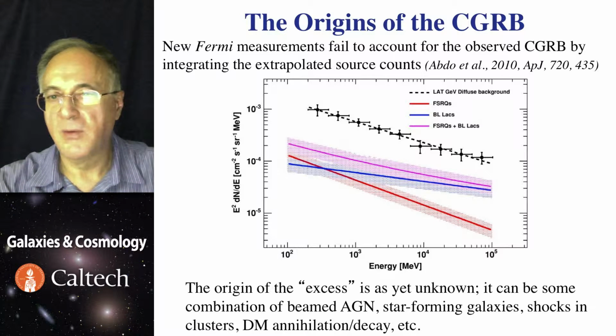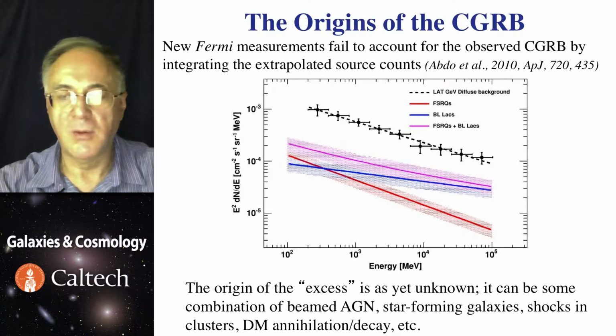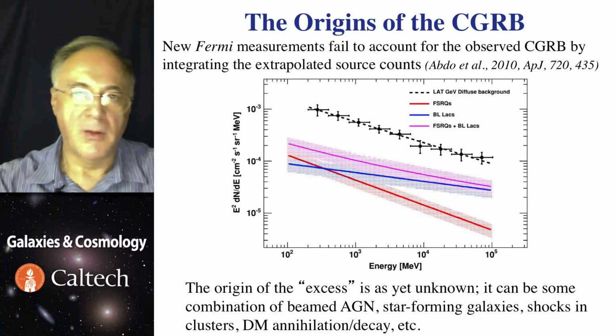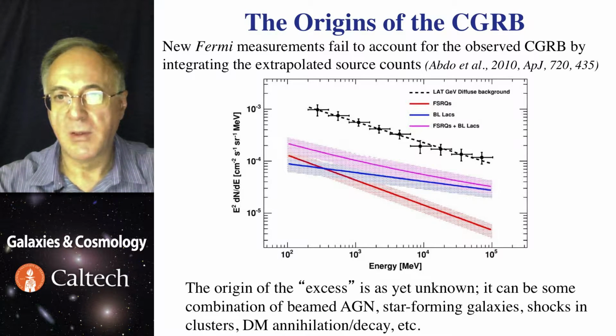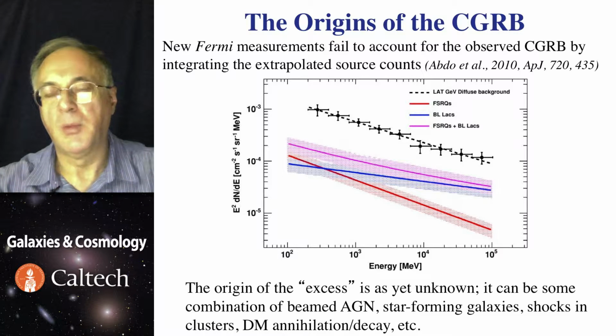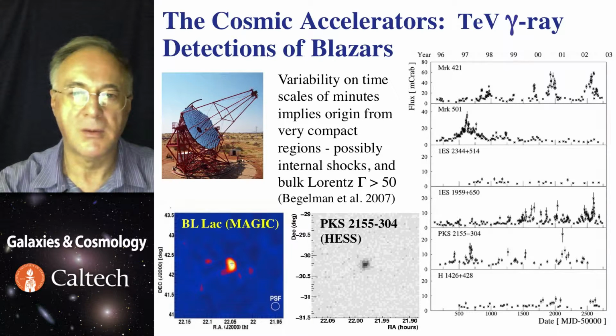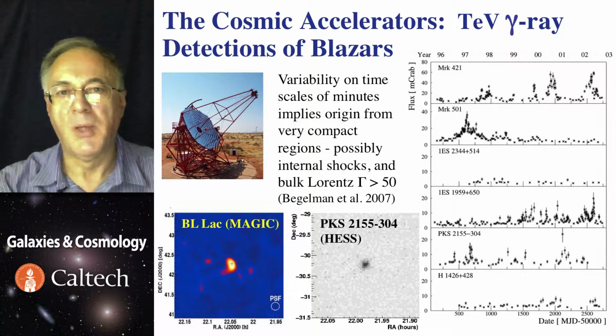So there could also be fainter populations of beam active nuclei that somehow didn't catch our attention earlier, perhaps because they're too faint. So this is still an area of ongoing work, but still beam active nuclei are probably the main contributors. Something else interesting is that beam nuclei, blazars, can produce photons at tera-electron volt energies. Typical gamma ray observations would be at giga-electron volt or mega-electron volt energies, but these things go out to tera-electron volts.